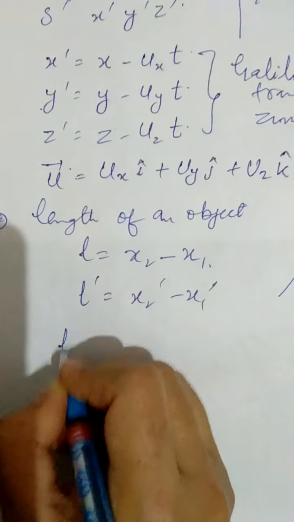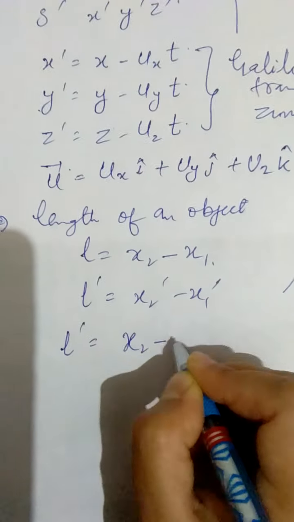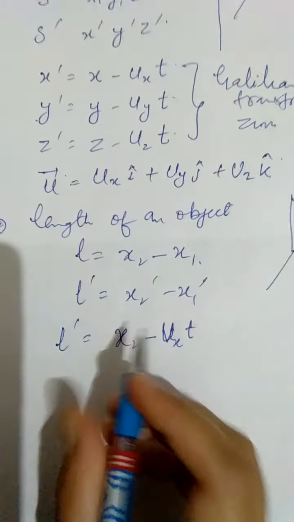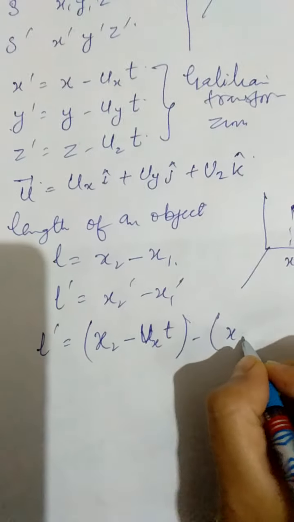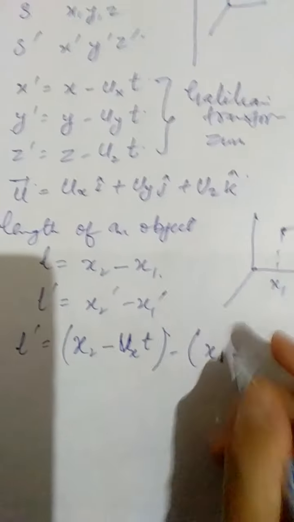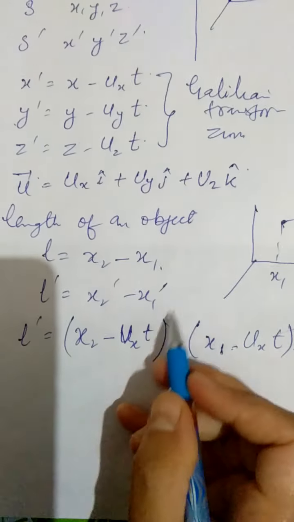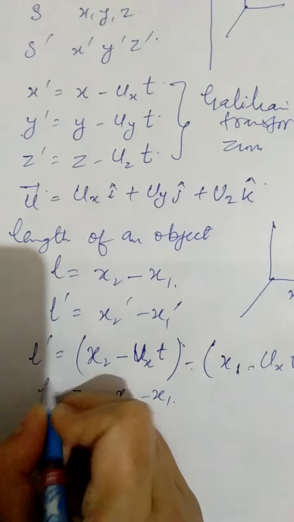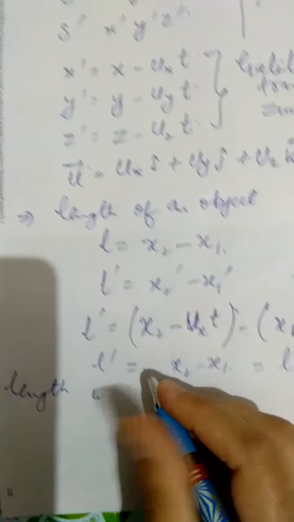So for this x2 dash, you can write it is x2 minus uxt, using these equations, minus for x1 dash, you can write it is x1 minus uxt again. So this and this will be plus, it will get cancelled with this. You are again left with x2 minus x1 only. So L dash is the same thing as L. This means that length is a Galilean invariant. Length is invariant.